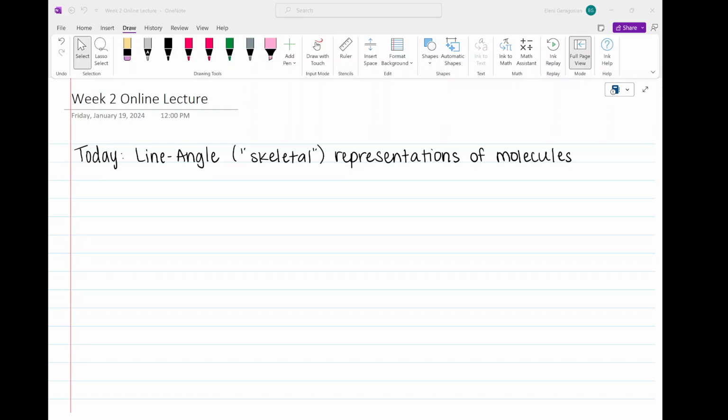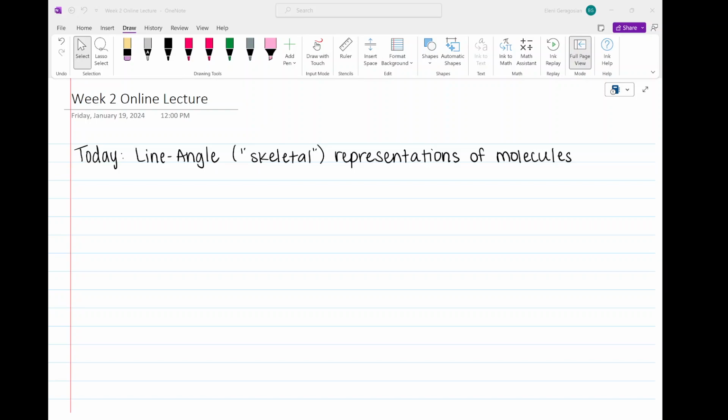All right, hello everybody. In this recorded video, I'm going to review line angle, or in other words, skeletal representations of molecules. As we discussed, a lot of organic molecules are carbon-based, and this is a way to simplify drawing the carbons and the hydrogens bonded to carbons in organic molecules. Chemists use this as the primary way that they communicate molecule structures. So I'm sure if you completed the bonus assignment, you saw line angle representations of molecules.